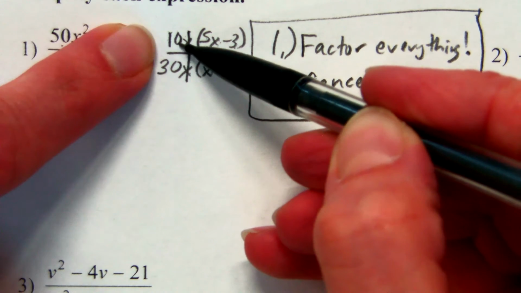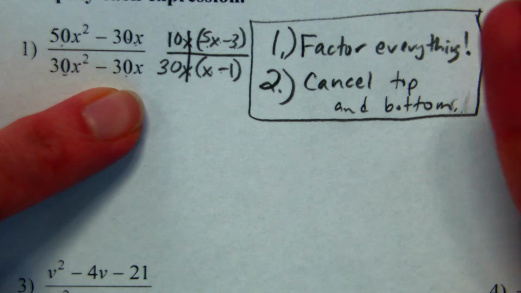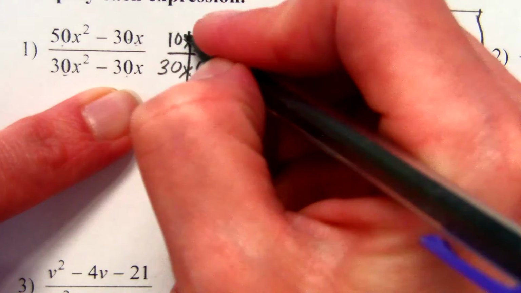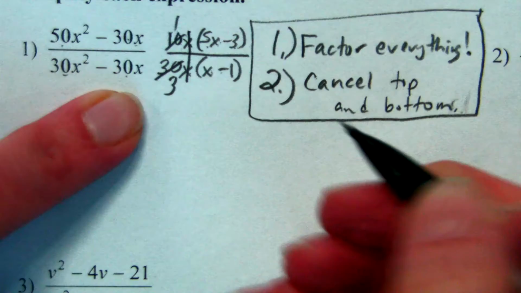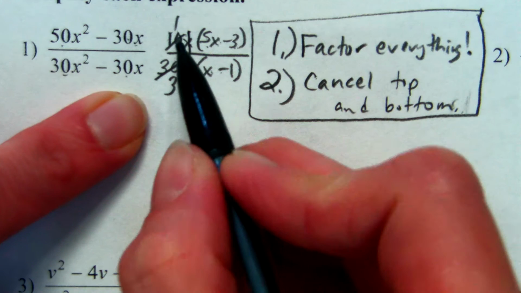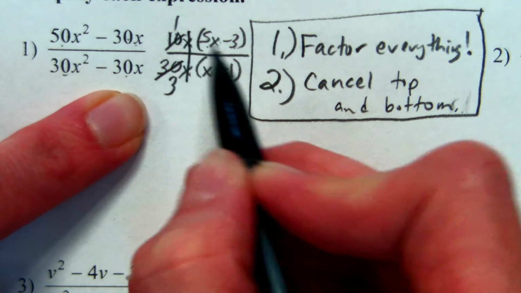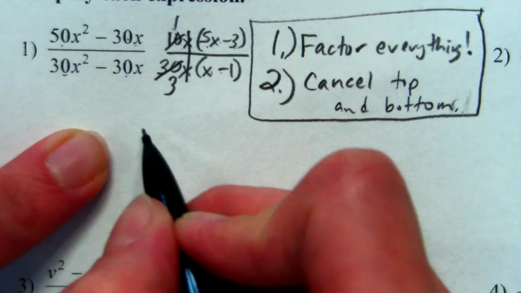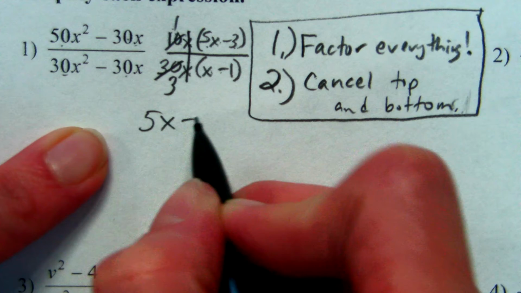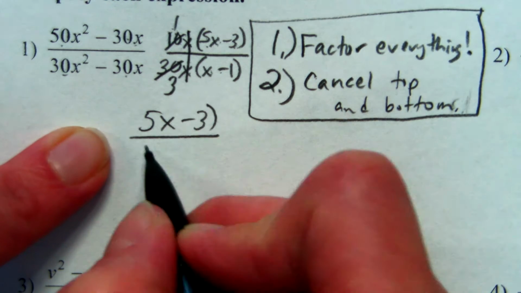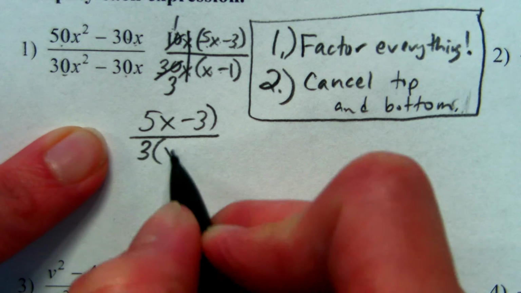So what about the 10 and the 30? Could we do anything with that? Take a 10 out. Take a 10 out. So we can make this a 1 and this a 3. And so when you get done, you rewrite it. The 1 is not super important to have there because I'm going to take 1 times this. You could actually just leave it as 5x minus 3. And then in the bottom, we can write it as 3 and then x minus 1.